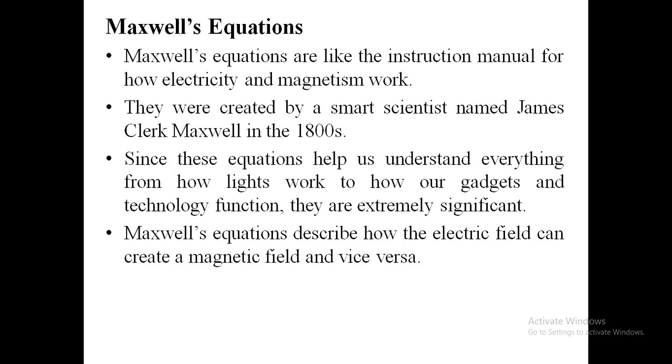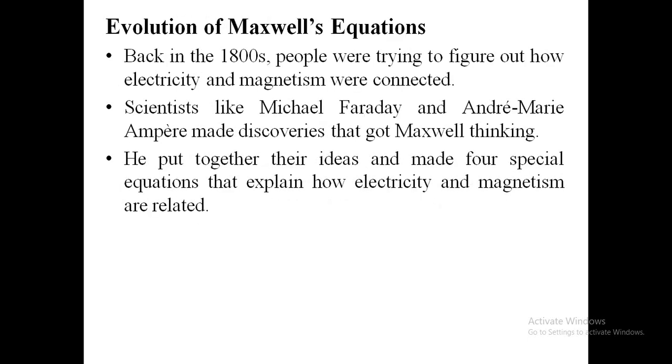Maxwell's equations are like the instruction manual for how electricity and magnetism work. They were created by a smart scientist named James Clerk Maxwell in 1800. Since these equations help us understand everything from how lights work to how our gadgets and technology function, they are extremely significant. Maxwell's equations describe how the electric field can create a magnetic field and how a magnetic field can create an electric field.